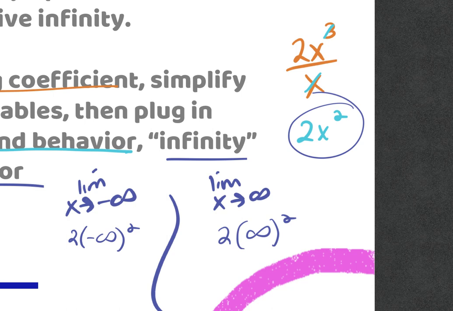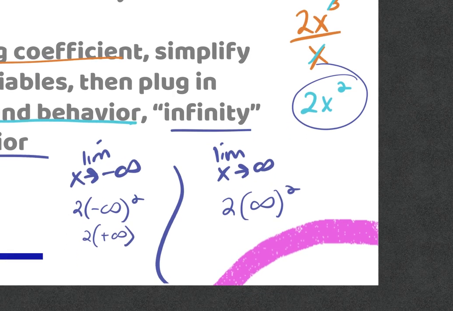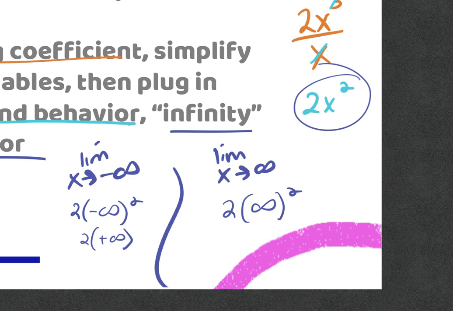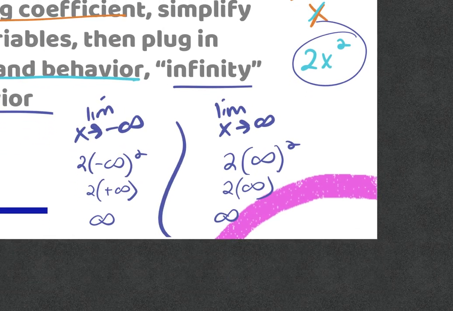What happens if I square negative infinity? It becomes positive infinity, right? And then 2 times positive infinity would be positive infinity, right? What happens if I square positive infinity? It stays positive. And if I double infinity, it is still infinity. So the left and the right-hand behavior on both of these would be infinity.